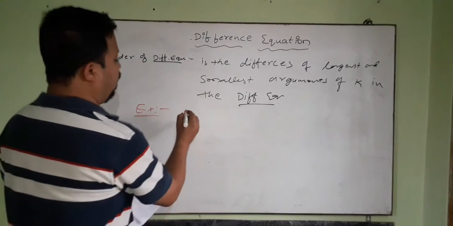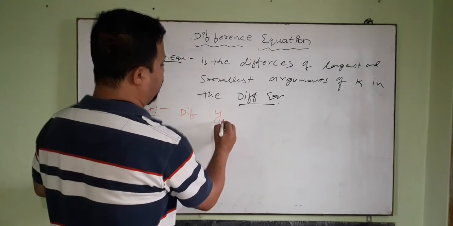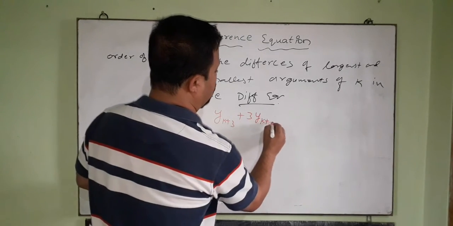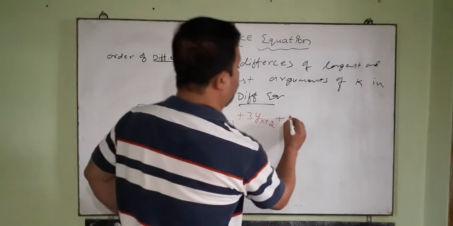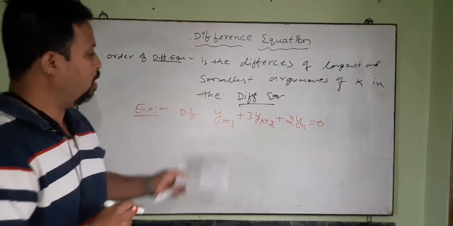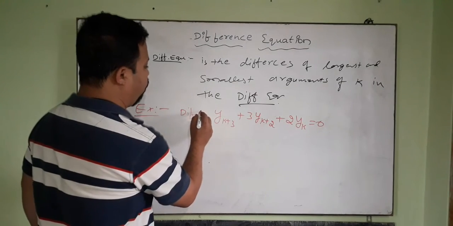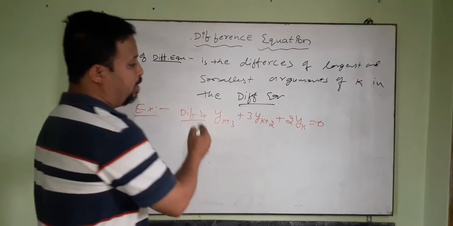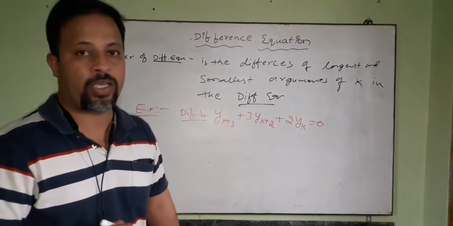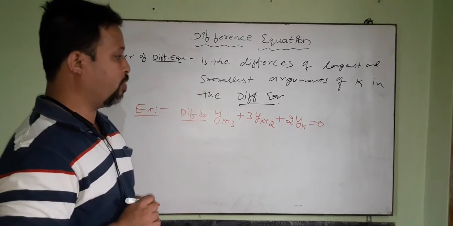So the difference equation is like this: y of k plus 3 plus 3 times y of k plus 2 plus 2 times y of k is equal to 0. This is a difference equation, right? Now in this equation I will find the order of this equation. So I will define what we mean by the order of a difference equation.